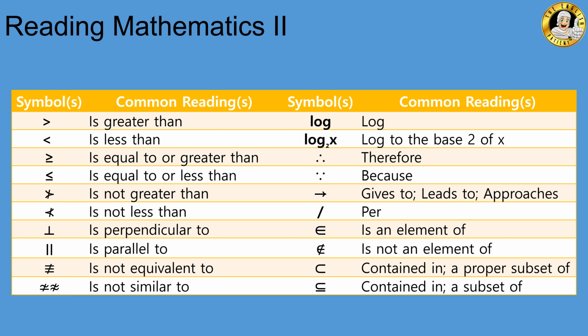And then from the third column, log. Log to the base 2 of x. Therefore, because, gives to or leads to or approaches. And we've already seen this one when you're comparing numbers. Per is an element of, is not an element of, contained in, a proper subset of, contained in, or a subset of.